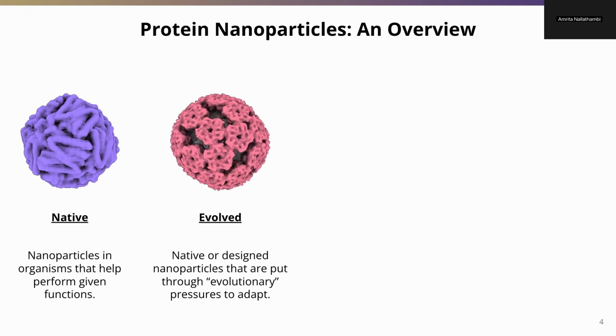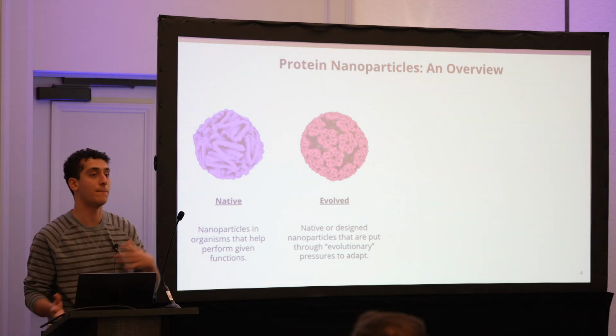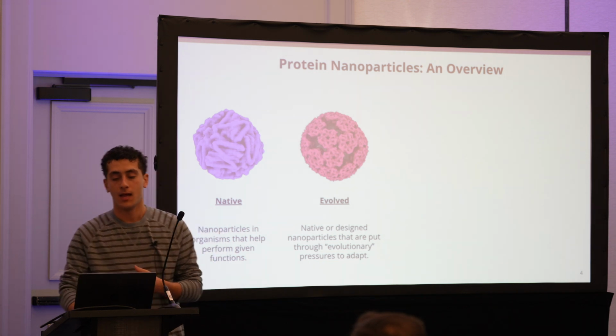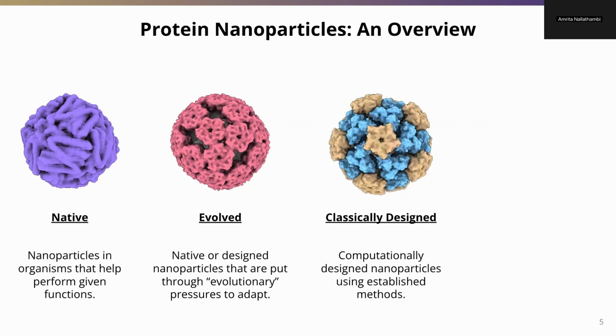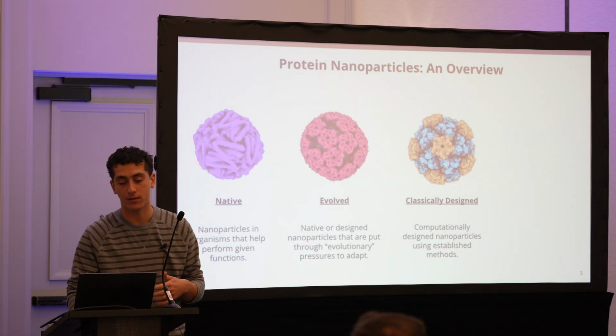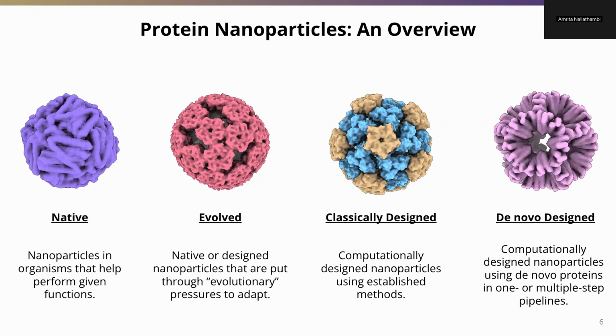So there are a very small number of examples where you can actually take an existing native nanoparticle or even a design nanoparticle and evolve it. So you can force it through selection to become bigger or become functional in a way that it didn't have before. And then we have what I call these classically designed nanoparticles. So this is where the computational design comes in, and where we use more established methods, I'll say, for designing these nanoparticles. And then finally, the kind of new frontier is going to be the de novo design nanoparticles.